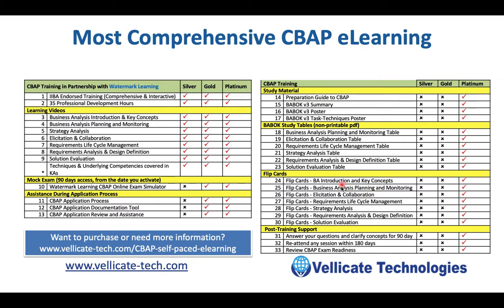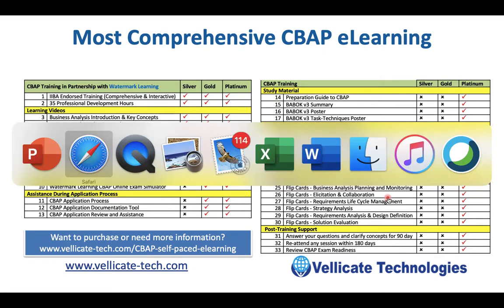The third thing that you are going to receive in a platinum package, which is over and above the gold package, are the flip cards. Flip cards are another very good tool to help you understand the knowledge area. For each knowledge area, or introduction and key concepts and all that, for each area of BABOK, there are flip cards, and a flip card will give you a question and it will then present you the answer.